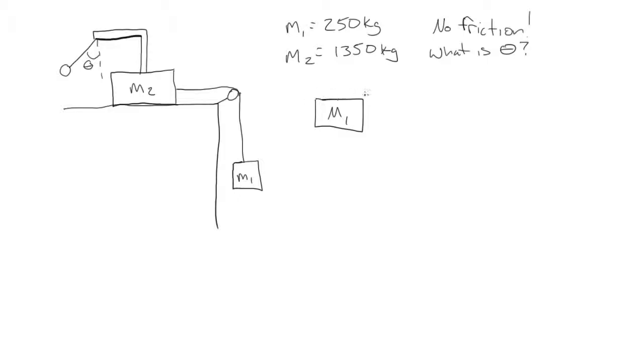All right, mass 1, how many forces are acting on mass 1? 2 forces. I've got tension pulling mass 1 up. I've got gravity pulling mass 1 down. Good. Let's just do the free body diagrams. We'll do all 3 of them.